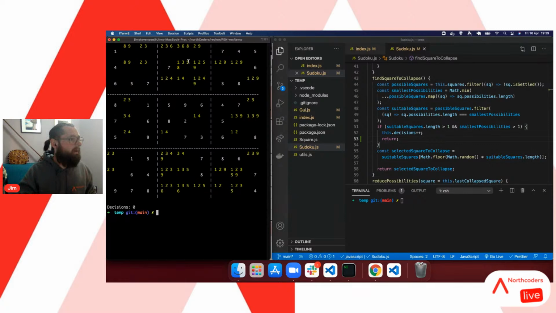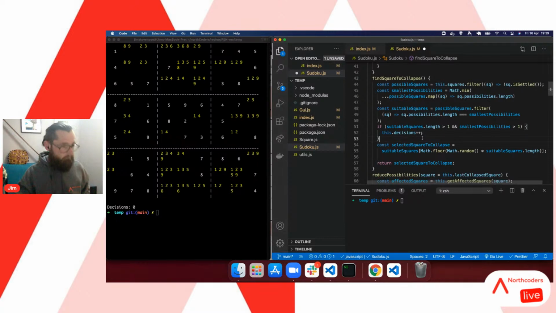This cell cannot have 5 or 1 in it. And if it can't have 5 or 1 in it, then this cell is the only one in this grid that can have 5. And therefore, we solve the problem. If I leave it without making the decision, let it decide on its own, it could still come to the same conclusion. So let's find out. Or it could make an entirely wrong decision.